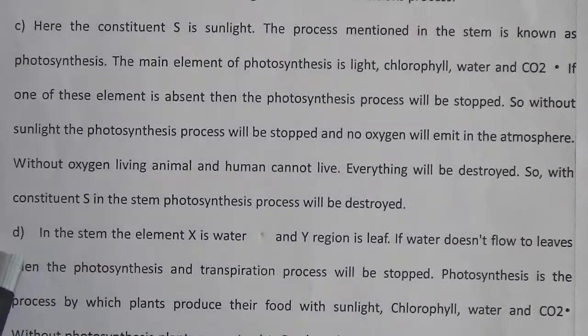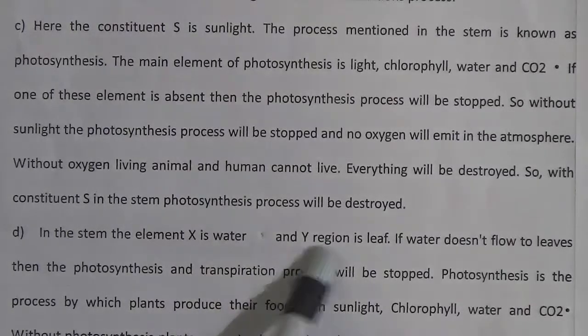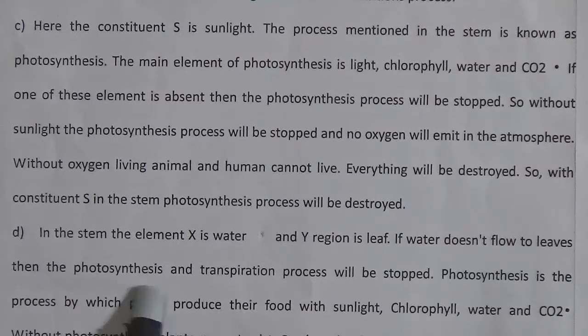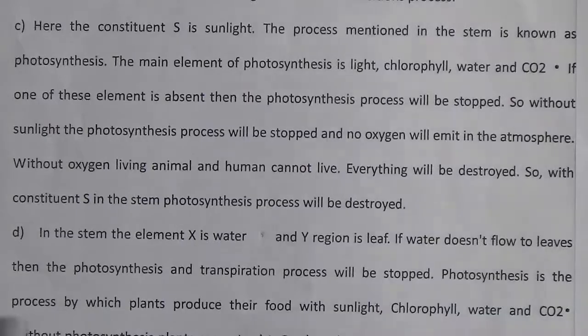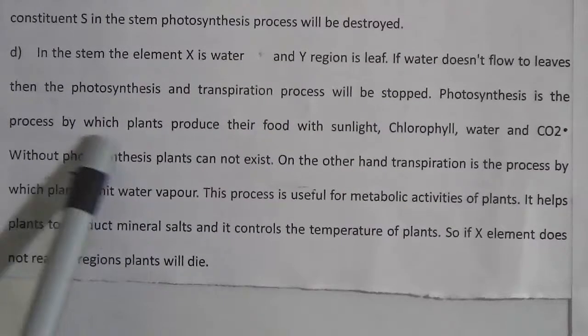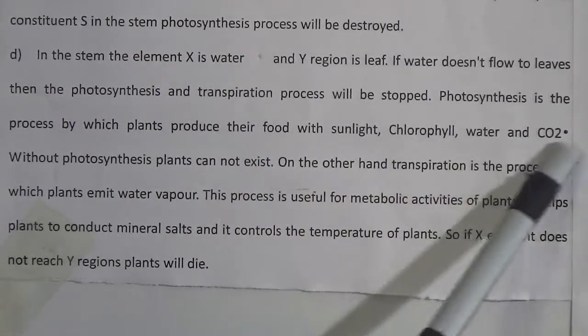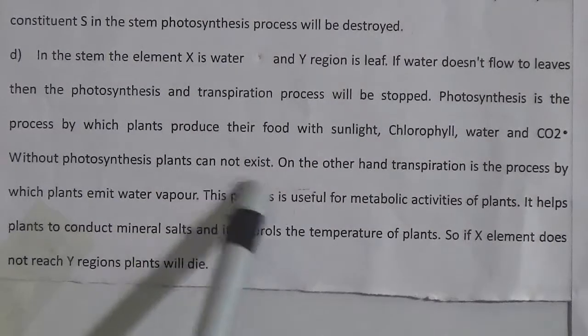Now come to the answer of D. In the stem, element X is water and region Y is leaf. If the water does not flow to the leaf, then the photosynthesis and transpiration processes will stop. Photosynthesis is the process by which plants produce their food with sunlight, chlorophyll, water and carbon dioxide. Without photosynthesis, plants cannot exist.